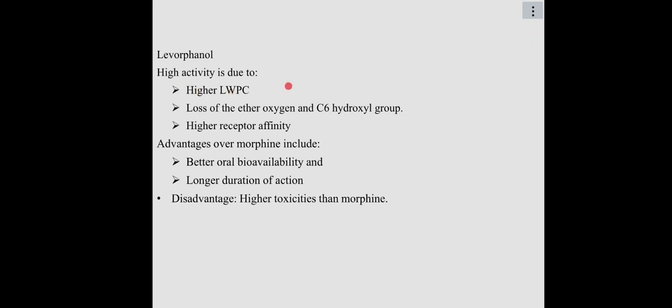Its high activity is due to its higher lipid water partition coefficient, which we have explained is coming in because of the loss of the ether oxygen and carbon 6 hydroxyl group, and higher receptor binding. And some of the higher receptor binding, we have said, is because the removal of the hydroxyl group and the formation of the chair conformer allows for better interaction with the receptor.